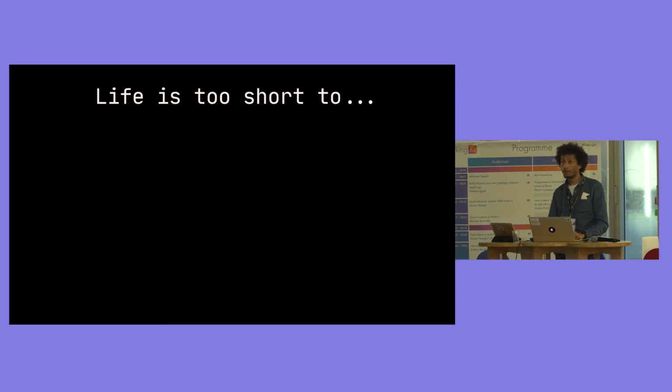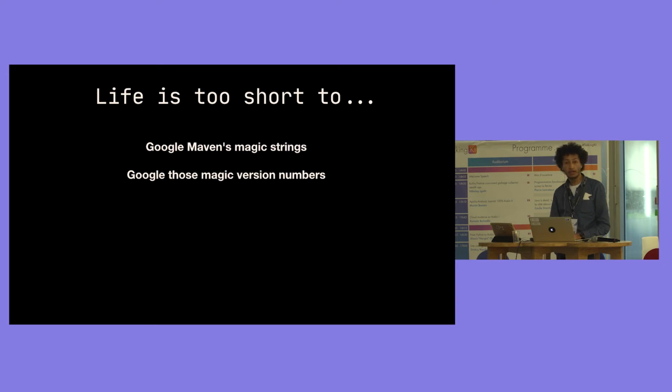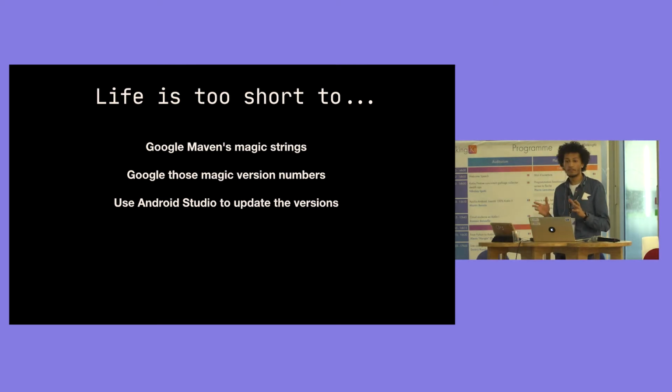So I believe that life is too short to Google what the Maven coordinates are, what the strings are, that life is also too short to Google the version numbers, and can I use that version, which one I'm using, is it going to break previous code, I don't know. Life is also too short to use Android Studio to update the versions. Why? Because I don't put all the strings into all my modules. I told you I have a project where I have 55 modules. I have some that are smaller, some that are bigger.